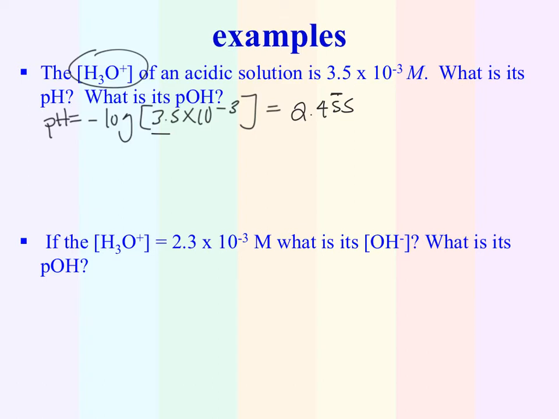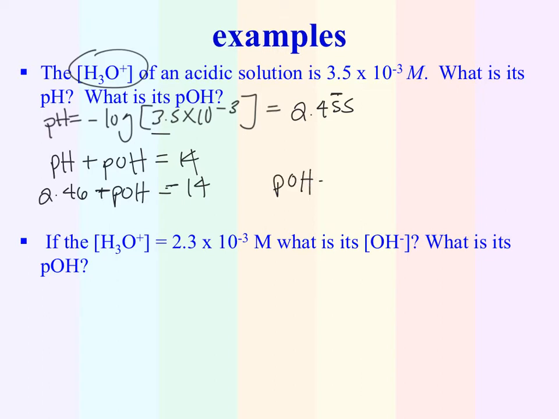Now they want us to calculate pOH. There are actually multiple ways that we could approach this problem, but since we just looked at these equations, we can utilize this relationship to calculate our pOH. So 2.46 plus pOH is going to equal 14. So 14 minus 2.46. pOH is therefore going to be equal to 11.54. As I said, there are other ways to approach this. You could use KW calculations.